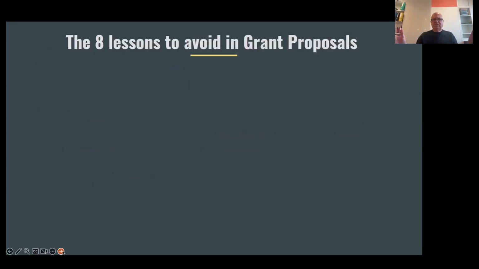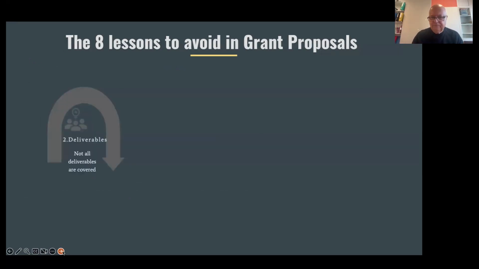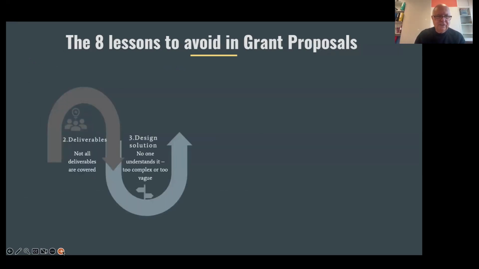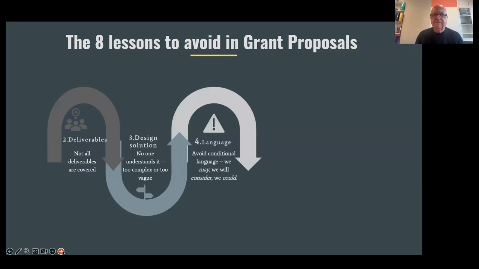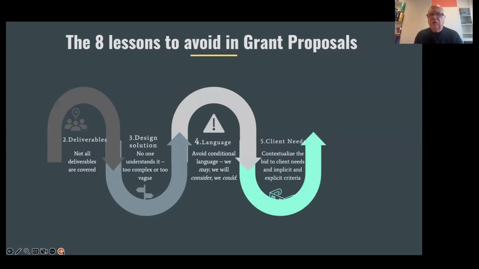So let's just summarize the 8 lessons we want to avoid. We've missed the first one out, so I'm sorry, that's dropped off the slide. So the second thing to avoid is that not all the deliverables are covered. So you've got to make sure you've covered all the deliverables. You've got to have a design solution and a proposal that's very straightforward. It's not complex. Avoid the conditional language. Be very clear in your narrative. Make sure client needs are understood.